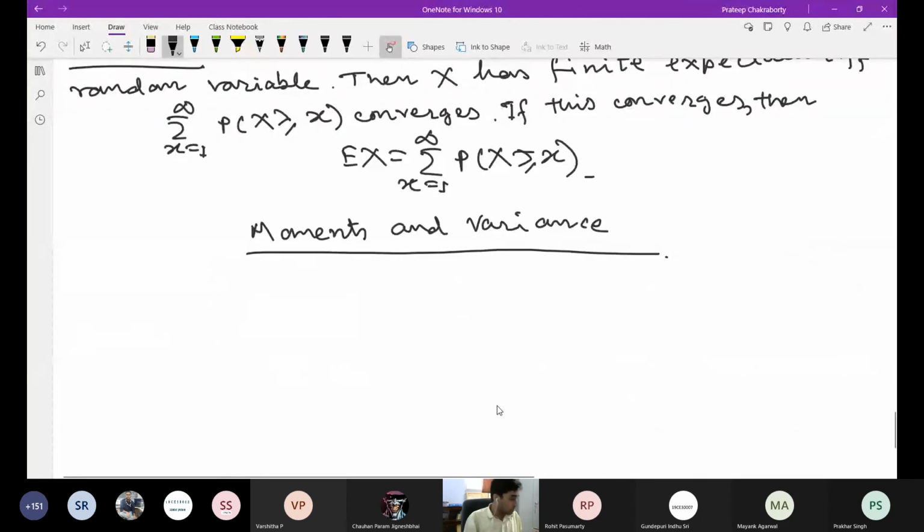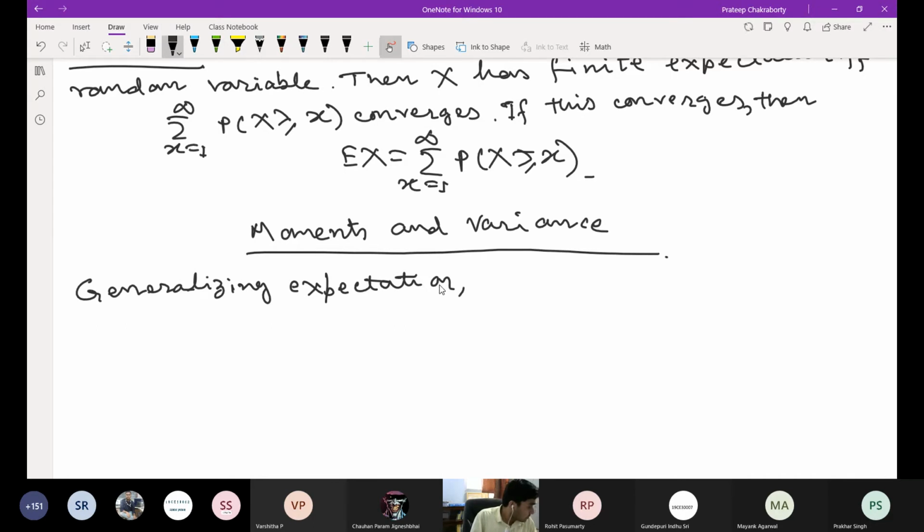Okay, now moments and variance. So moment is actually some generalization of expectation. Generalizing expectation, we define moment. So we have done all these things in detail for expectation. So in moments we'll go a little quickly.